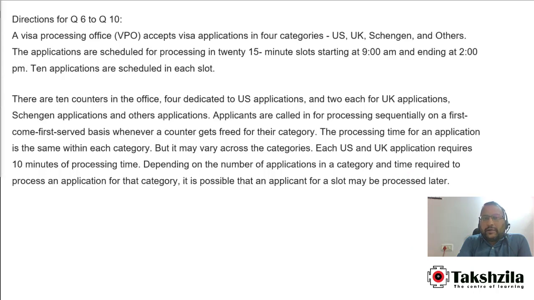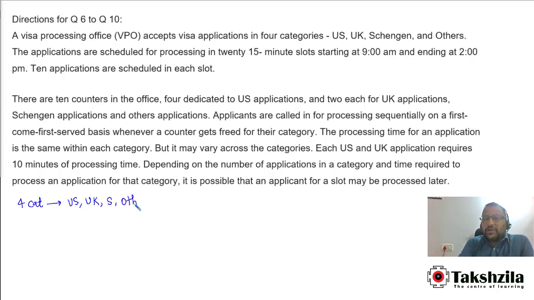Over here, the total data is given in 4 different paragraphs. 2 paragraphs are in front of you. Let's read the first paragraph. A visa processing office, VPO, accepts visa applications in 4 categories: US, UK, Schengen and others. So basically these are 4 types of countries. Let me write the 4 categories of visa: US, UK, S and others.